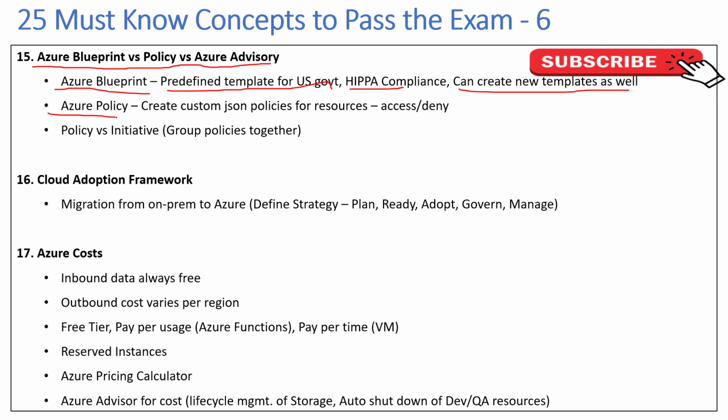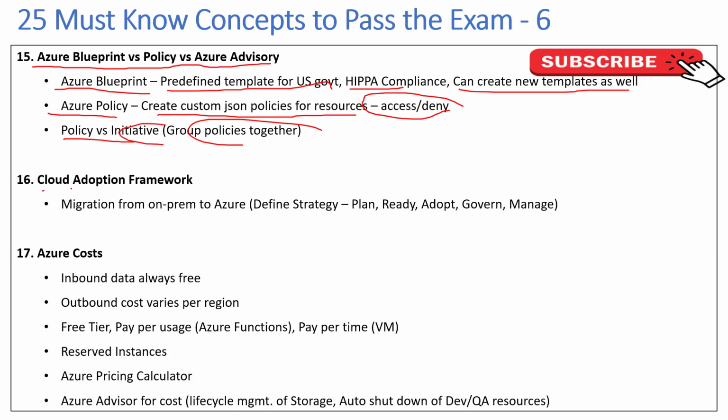So Azure Policy, these are JSON policies for resources. They are more resource focused. Azure Blueprint is more cross account, at an account level, architecture patterns and some standards. But Azure Policy is more focused at a resource level. So you can allow or deny access to resources based on the Azure Policy. So policy versus initiative: when you group together policies, it's called an initiative.